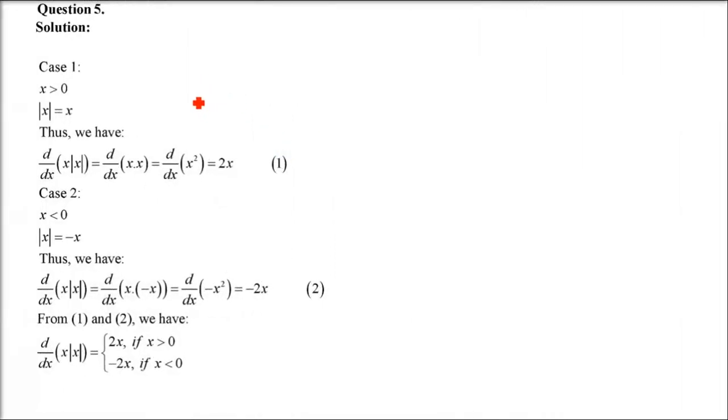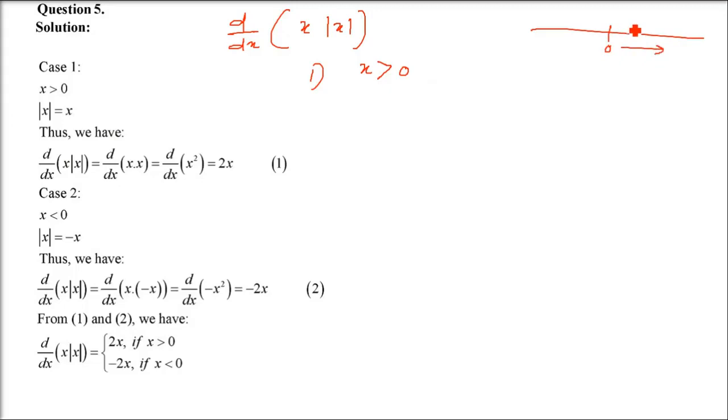This is question number 5. Now write the value of d by dx of x mod x. In this kind of question we have to take certain cases. So x mod x is there. So for mod x, please understand, we'll take two cases and you will understand by this. We assume that x is greater than 0. So if we take the number line, at x equal to 0, above it x will be positive. So mod x will be x because x is positive. But if you take the negative side, mod x will be minus x.